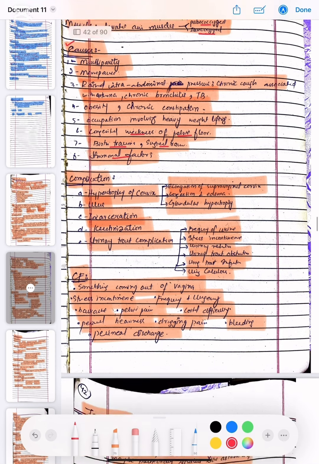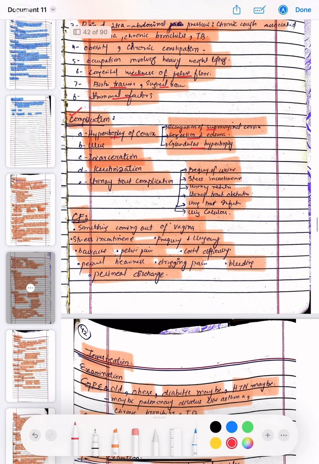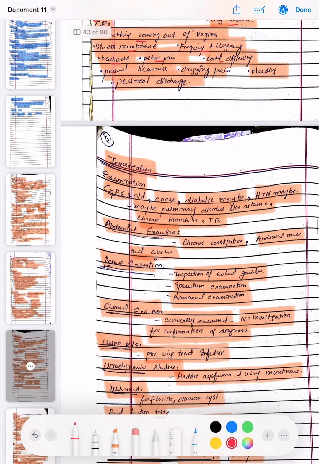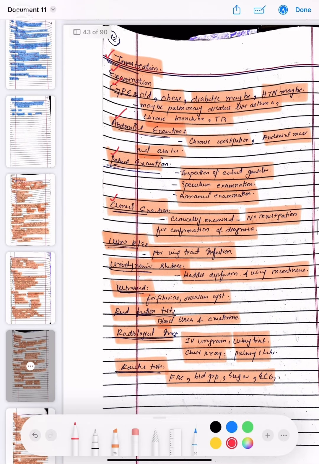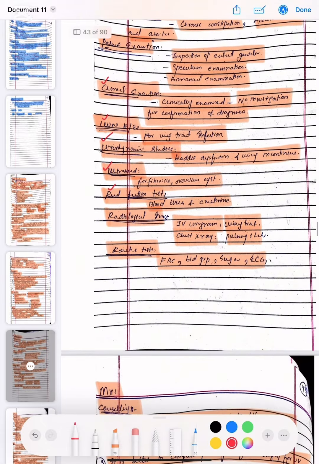and hormonal factors. The complications are hypertrophy of the cervix, which includes elongation of the supravaginal cervix, congestion and edema, and glandular hypertrophy, and ulcer, incarceration, keratinization, and urinary tract complications, which are frequency of urine, stress incontinence, urinary retention, urinary tract obstruction, urinary tract infection, and urinary calculus. The clinical features are something coming out of the vagina, stress incontinence, frequency and urgency, backache, pelvic pain, and coital difficulty. The investigation options are general physical examination, abdominal examination, pelvic examination, urine routine examination, urodynamic studies, ultrasound, renal function test, radiological investigations, and routine investigations.